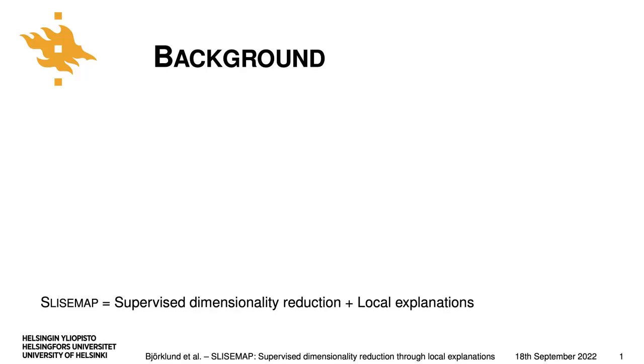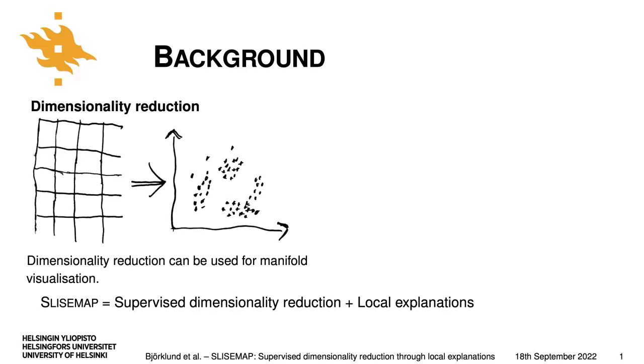To understand SLISEMAP better, let's start by briefly looking at two techniques that inspired SLISEMAP. The goal of dimensionality reduction is to turn a high-dimensional dataset into a lower-dimensional embedding that preserves some of the patterns in the data. This is used, for example, for visualizations.